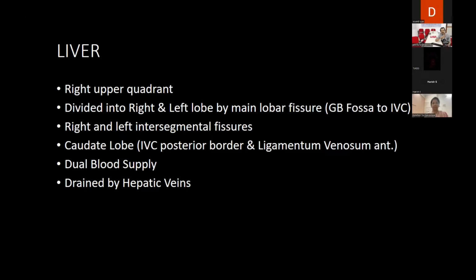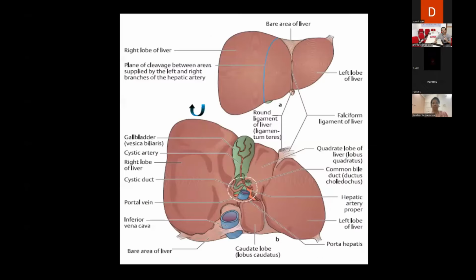So the liver is divided into two hemilivers, a right and a left lobe, by the main lobar fissure. So this is a line which I can show in a subsequent diagram. This is a line which goes from the gallbladder bed to the IVC. And this divides the liver into two hemilivers, a right and left hemiliver. The right lobe of the liver, the hemiliver, is about 60% and the left lobe is about 40%. And it is in this line that the middle hepatic vein lies. The middle hepatic vein drains both the right as well as the left side of the liver.